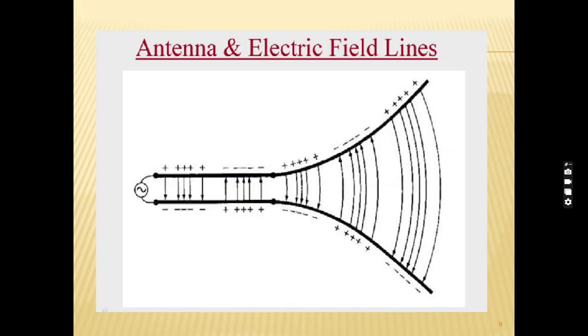In some books, the lens antenna has been mentioned. So you can see the antenna and electric field lines.